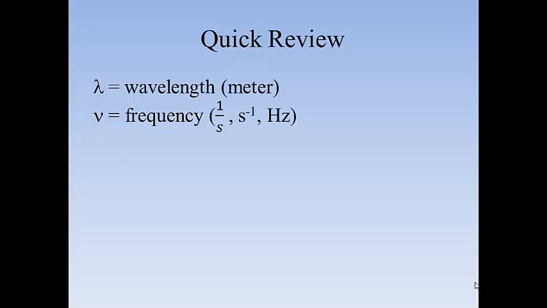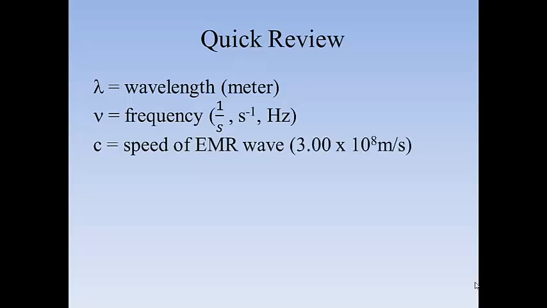They're all equal. C is equal to the speed of an EMR wave. You're used to thinking of that as the speed of light, and the value for this, which is a measured value, is 3.00 times 10 to the 8th meters per second, and because it's measured it has 3 significant figures. And C is equal to lambda nu. Speed equals wavelength times frequency.